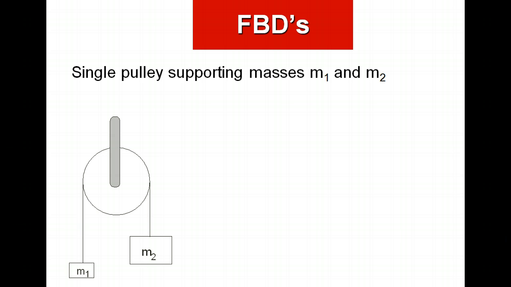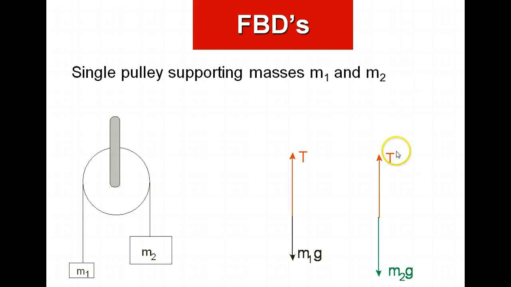A single pulley supporting masses M1 and M2. Draw the free body diagram of M1. Draw the free body diagram of M2. So these are the free body diagrams of M1 and M2. Weight downward of each. Tension, the string upward. The string pulls M1 upward, the string pulls M2 upward.